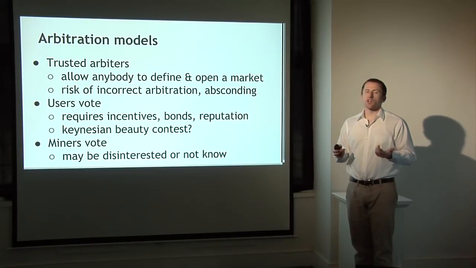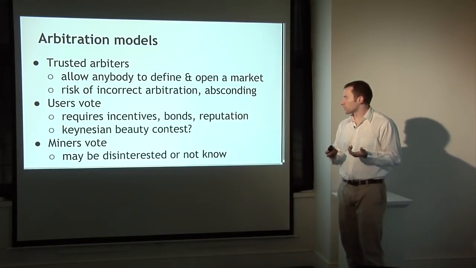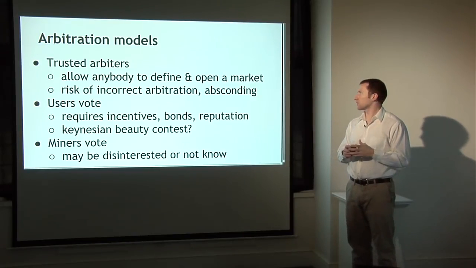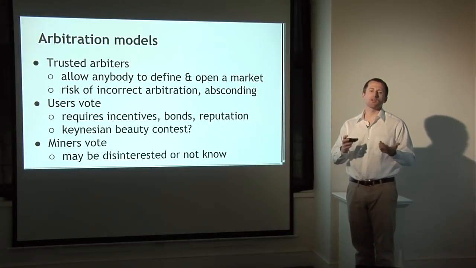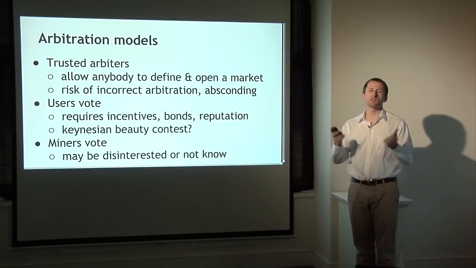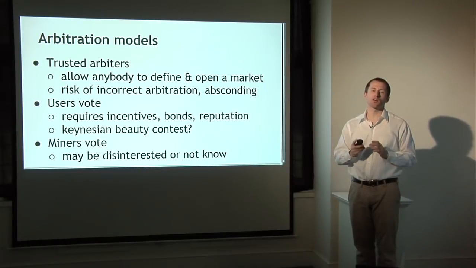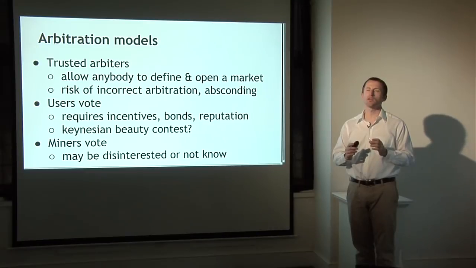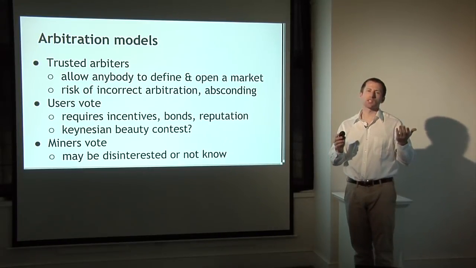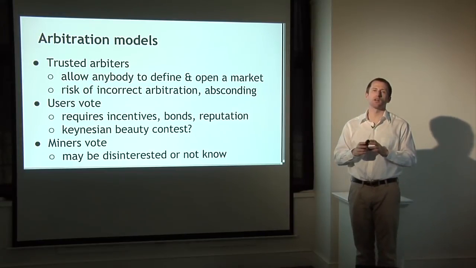So how can we do arbitration? How can we assert who actually won so that we can do this close and let people redeem their winning shares to get their money back, to get their winnings? The simplest model is to just have trusted arbiters. So we say anybody who wants to can define and open a new market. They can stand up and say, I'm opening a market on the World Cup. I will decide who won in the end. And if you trust me, you should be willing to accept my signature that that's the correct outcome.